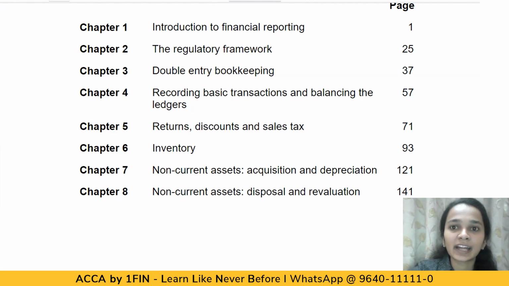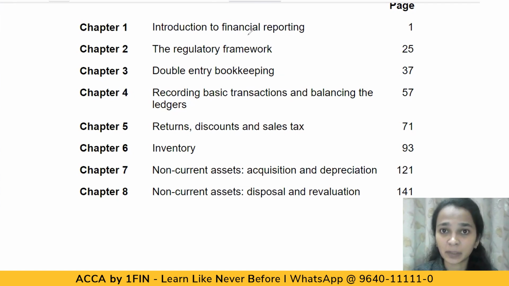Now, let's have a look at what you have in your syllabus. The first two chapters are basically theoretical, but otherwise this paper is a complete practical paper. Yes, you will have MCQ based questions in your examination, but this paper is a complete practical paper. F1, which is business technology, is a complete theory paper. However, this paper F3, financial accounting, is a complete practical paper.